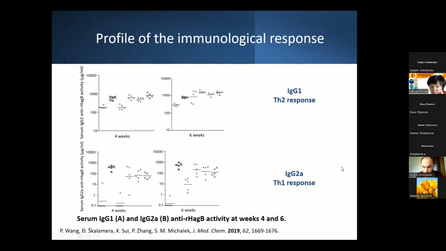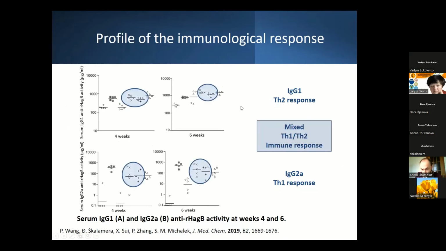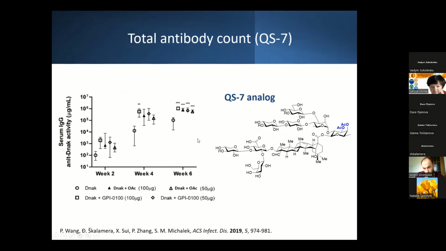We were also interested in the profile of the immune response. We found that our compound shows a mixed Th1, Th2 immune response. It produces both types of antibodies. For our QS7 analog, we found that it also produces strong immune responses, which are comparable to the immune response of the GPI adjuvant, even in lower doses.